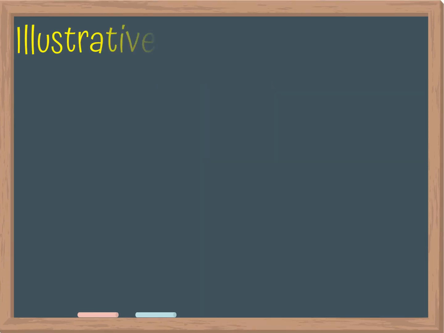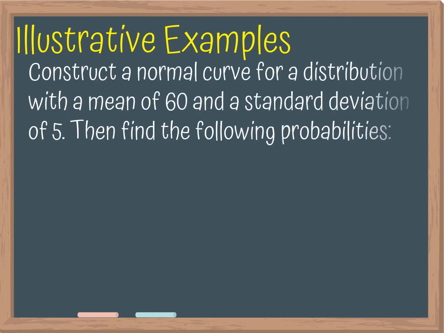Okay, so let us proceed to more illustrative examples. Construct a normal curve for a distribution with a mean of 60 and a standard deviation of 5. Then, find the following probabilities.